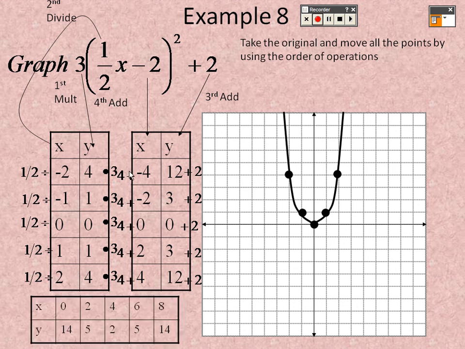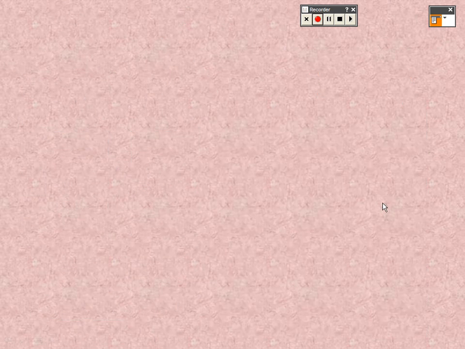So my actual points for my x's are 0, 2, 4, 6, and 8. That's 14, 5, 2, 5, 14. So 0, 14, can't graph that. But 2, 5 I can. 1, 2, 3, 4, 2 I can. 6, 5 I can. And 8, 14 I can certainly try my best to graph. And there is my graph, wider and moved.